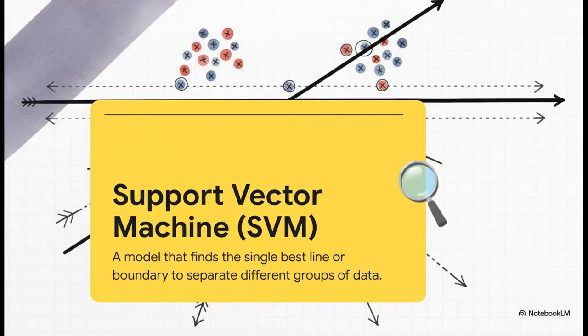accurate. Okay, our next tool in the kit is the support vector machine, or just SVM. So picture this. You've got two different groups of dots on a chart. You could draw a bunch of different lines to separate them, right? Well, the SVM is specifically designed to find the one single best line, the one that creates the widest possible street or margin between those two groups. It's all about finding the clearest possible boundary.